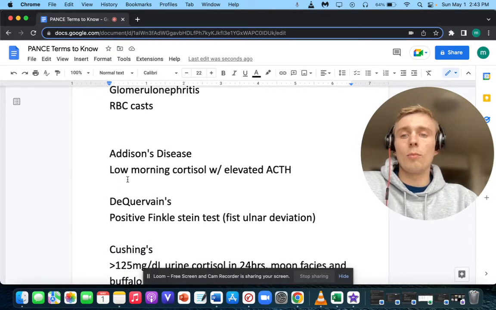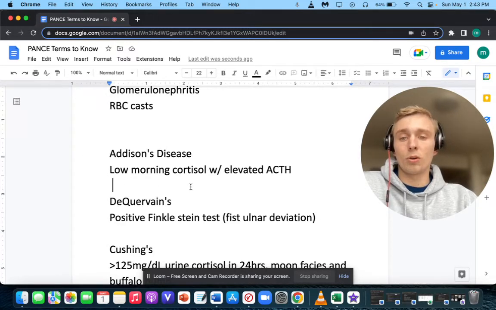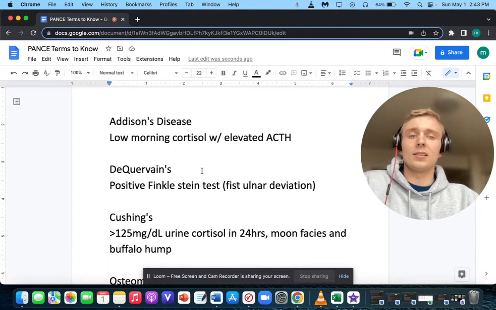How about a low morning cortisol with an elevated ACTH? So elevated ACTH, the pituitary is trying to stimulate the adrenal gland, but it can't. It can't produce any cortisol due to that. And typically in the morning is when we measure the cortisol. That's when it's its highest. So this would be Addison's disease. So Addison's disease.